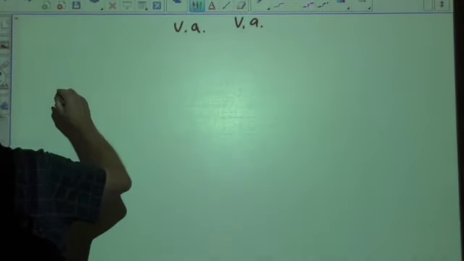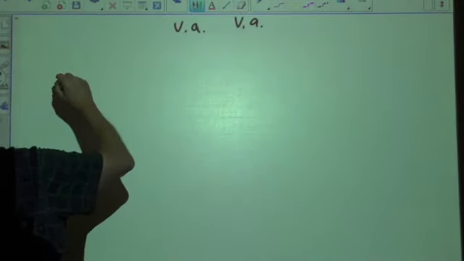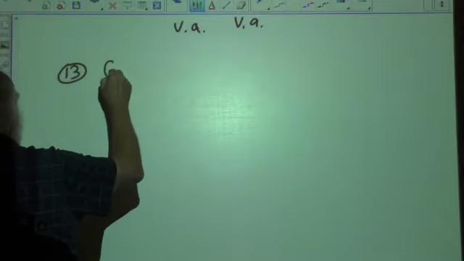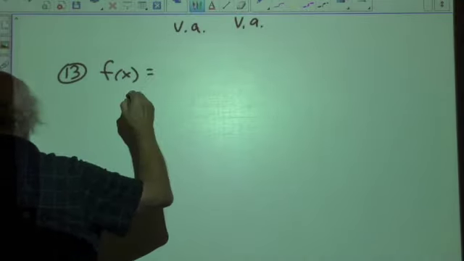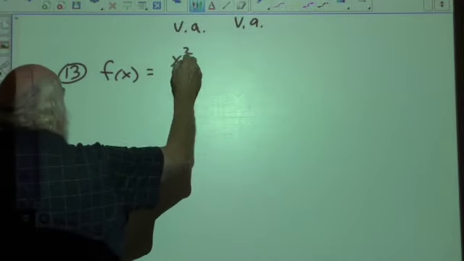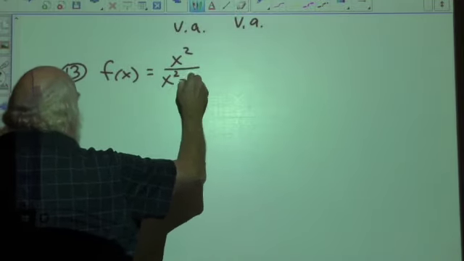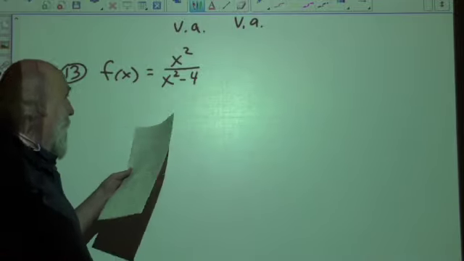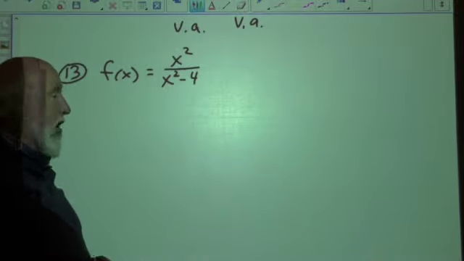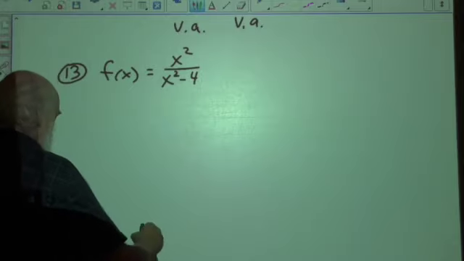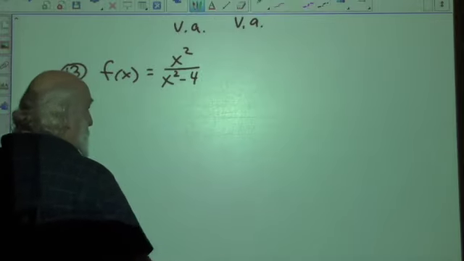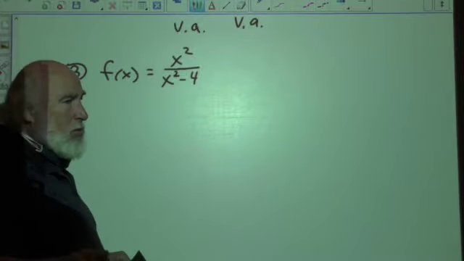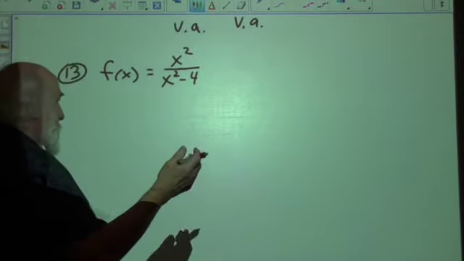Number 13. We have f of x is equal to x squared over x squared minus 4. And yes, this does indeed have a factorable denominator here. That is the difference of squares, and we would get nice rational numbers. But even if it wasn't nice rational numbers, we can still use it. I mean, that's really immaterial.